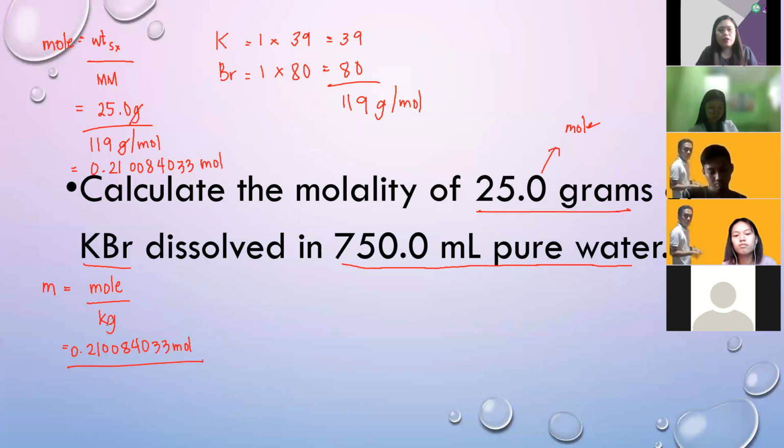0.210084033 mole. Now take note, kilograms of solvent. Our solvent here is pure water. And what is written? 750 ml.